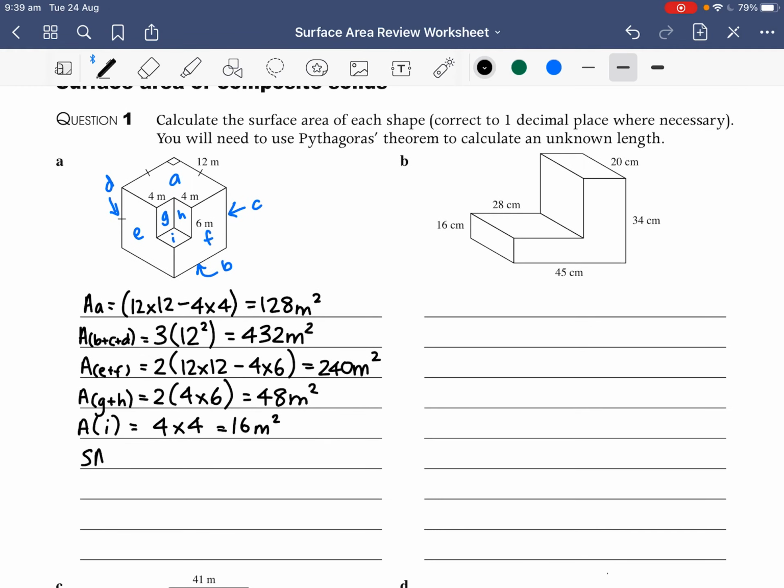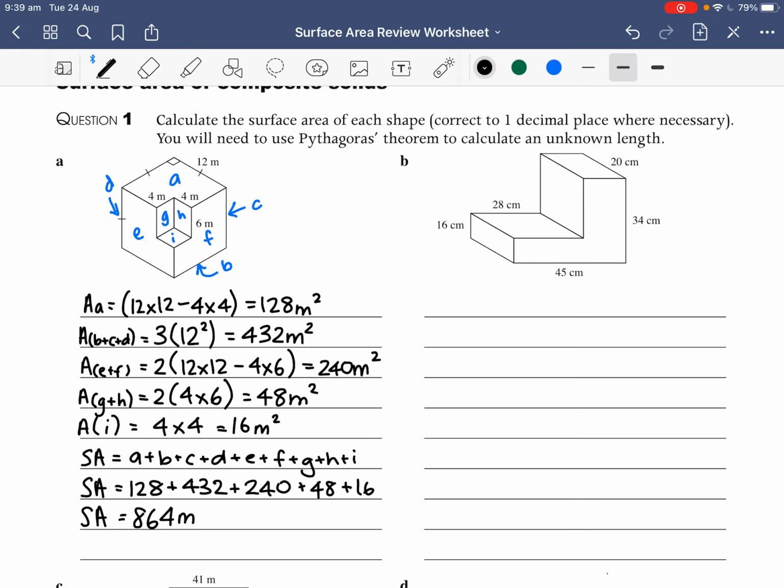So now to find the surface area, what we do is we add all of our faces' areas together, so 128 plus 432 plus 240 plus 48 plus 16. When we do this, we get a surface area of 864 meters squared.